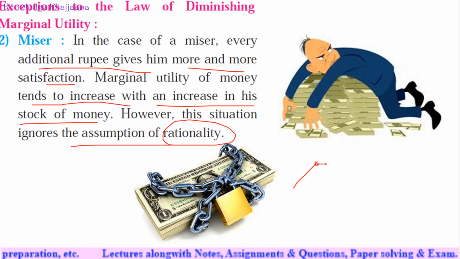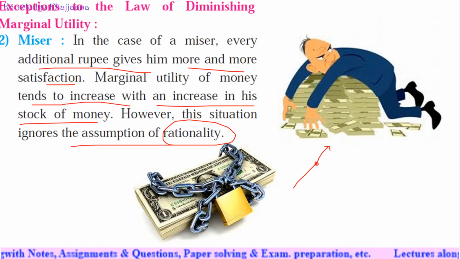Their slope never remains constant and then goes down for this kind of people. For them, the slope of marginal utility always goes up and up. So they violate the law of diminishing marginal utility.